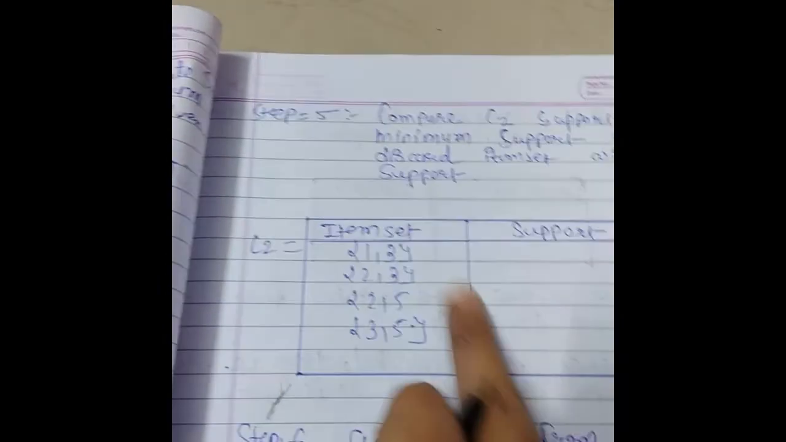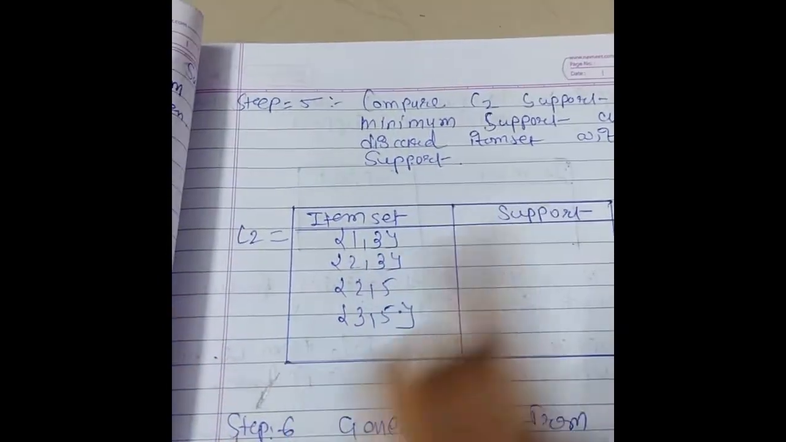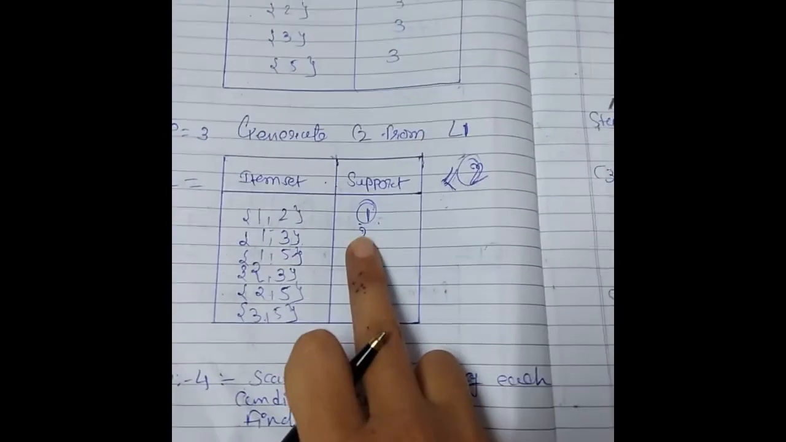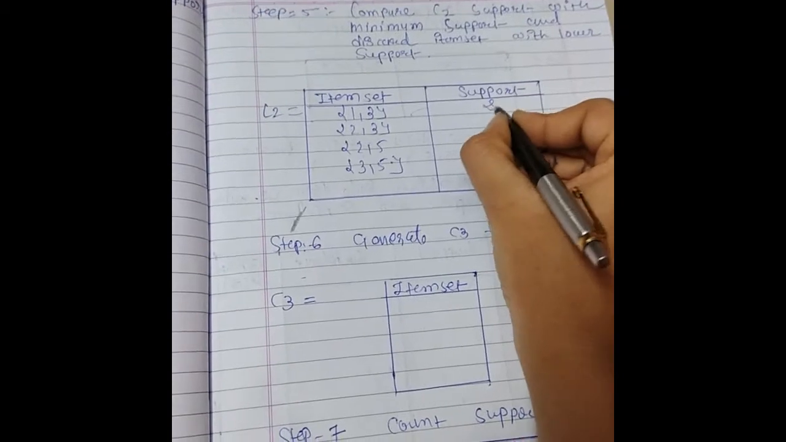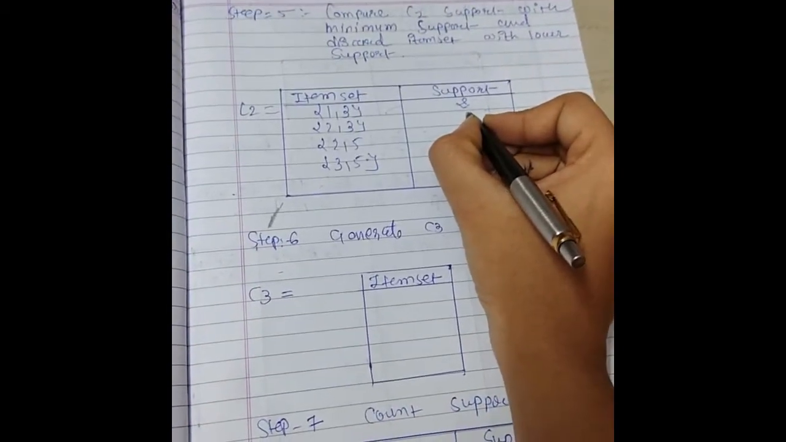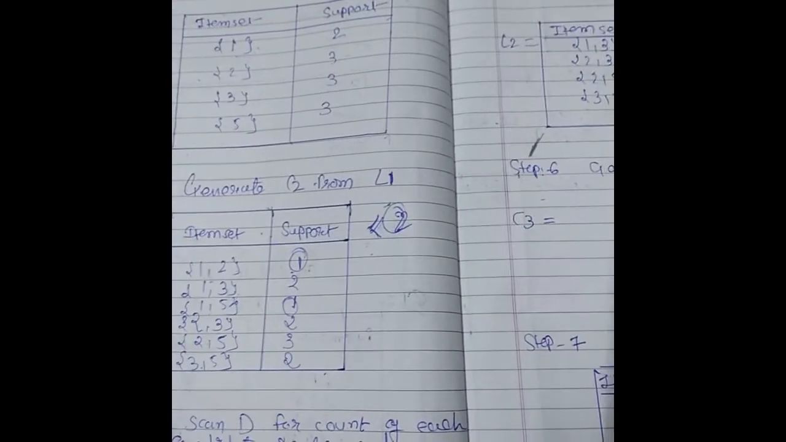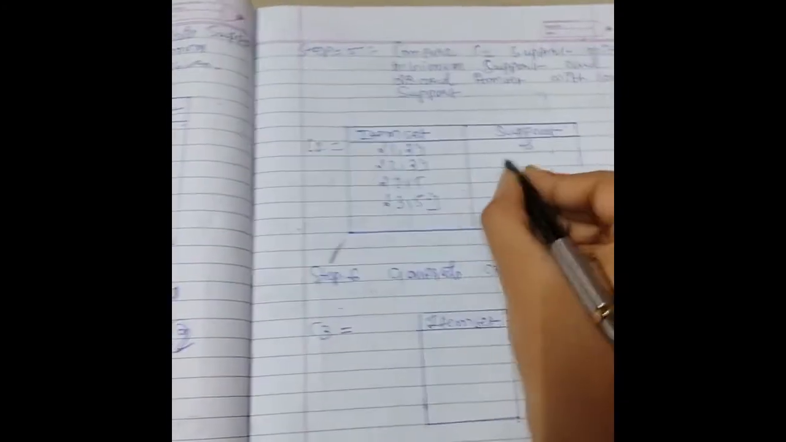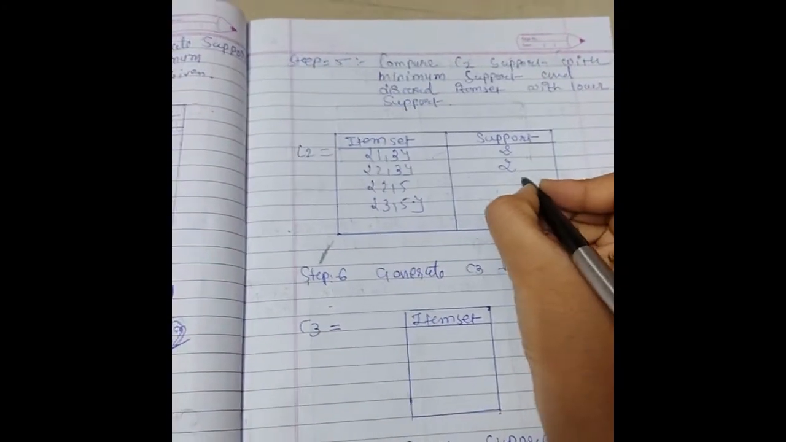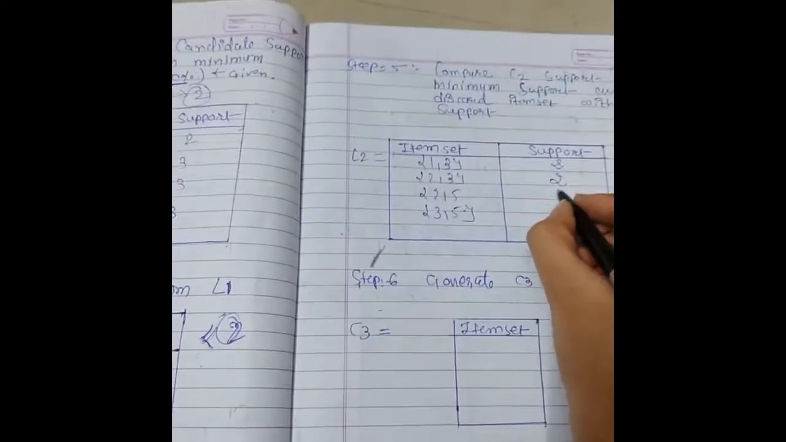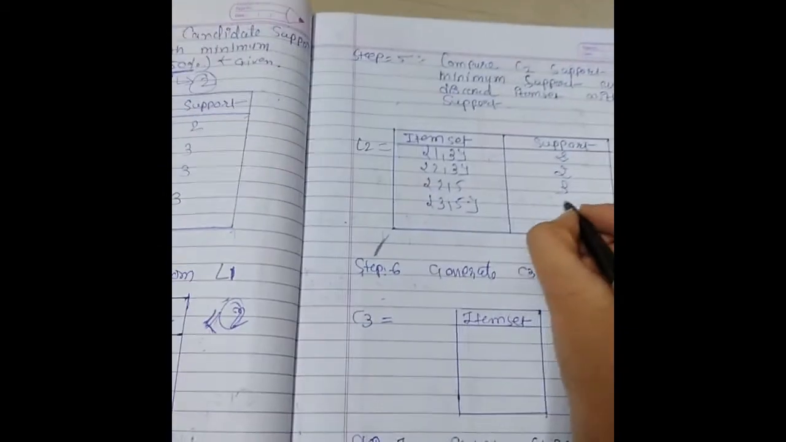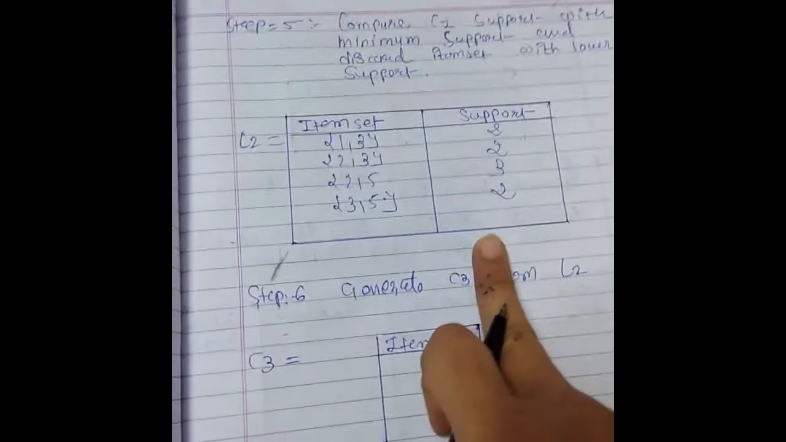Now again we have to count the support of each item set. 1 and 3 is repeated 2 times, so we'll write support 2. 2 and 3 is repeated 2 times, so we write 2. 2 and 5 is repeated 3 times and 3 and 5 is repeated 2 times. So this is how the support is counted.